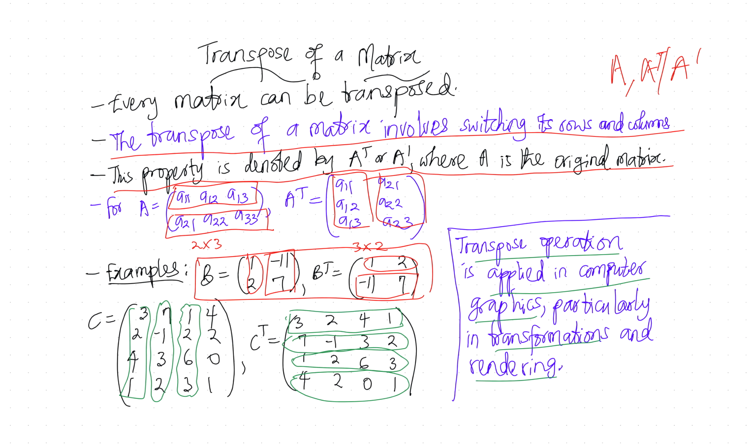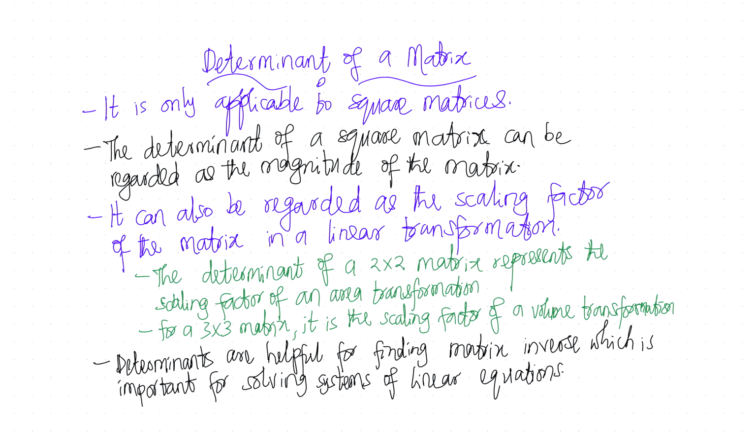And then we move on to a very important property of a matrix, which is the determinant of a matrix. As the word signifies, it's a determinant, so it determines the behavior of the matrix, if you want to look at it like that. And again, just like trace, the determinant of a matrix is only applicable to square matrices. So it means you cannot find the determinant of a matrix whose number of rows and columns are not the same.